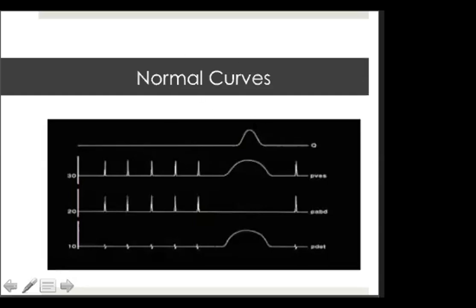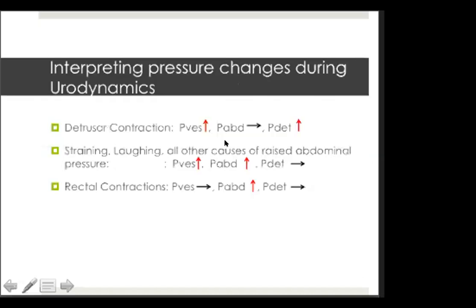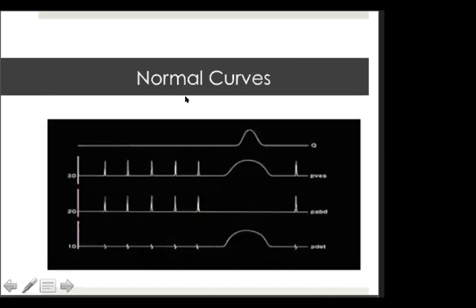So these are the normal curves of the urodynamics. This is the vesical pressure, the abdominal pressure, and then the detrusor pressure. Wait, go back there. Yes, sir. What is the significance of each of those? You said these are the normal curves, so how is it normal?